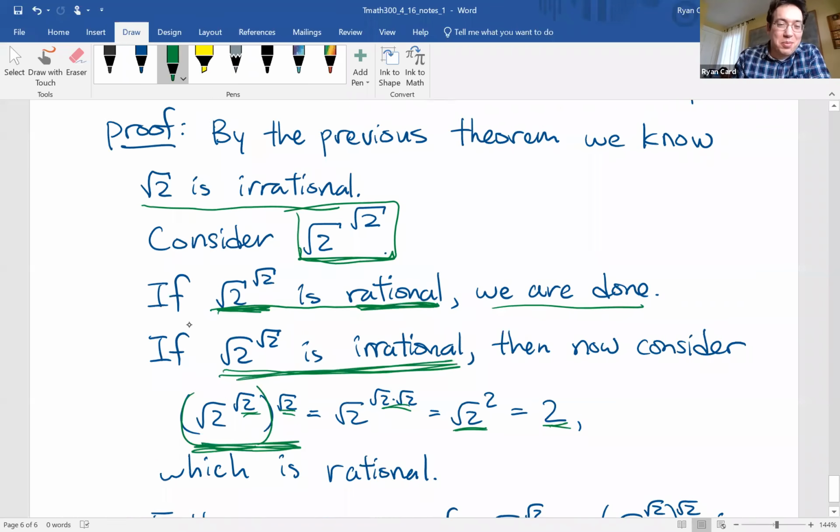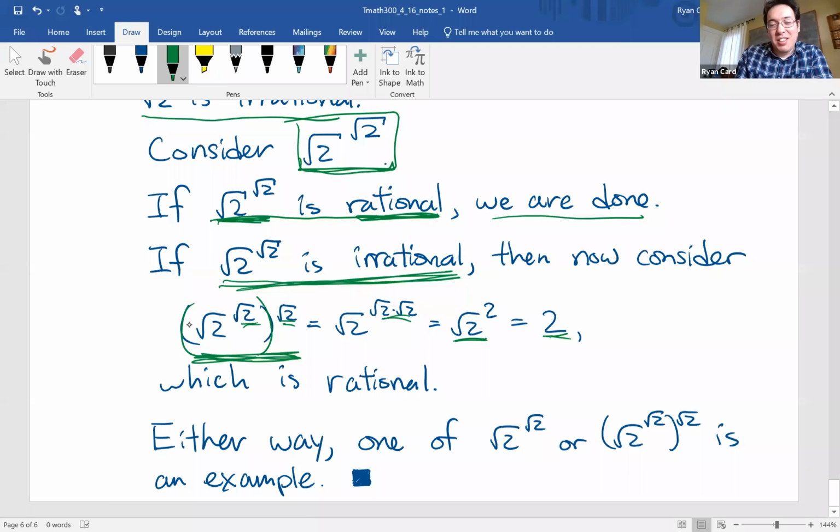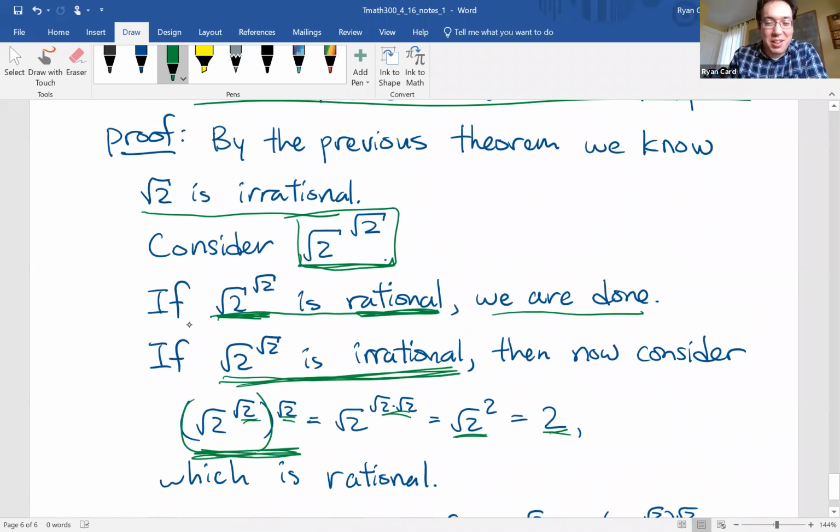I really like this proof because the proof itself doesn't tell you which of these is the correct answer. It turns out that the second one is the example that works. The root 2 raised to root 2 is rational. Sorry, it's irrational. But that's a little bit harder to prove. But it kind of gives the reader two choices, one or the other, and you have at least one example. So we got it.